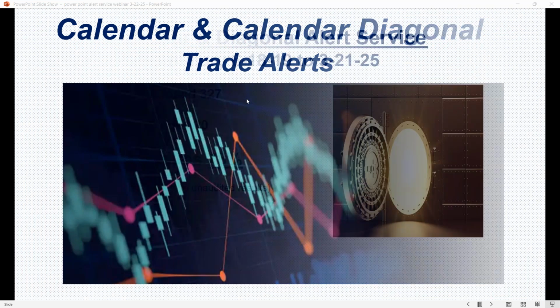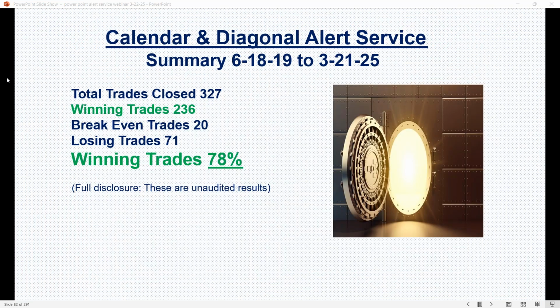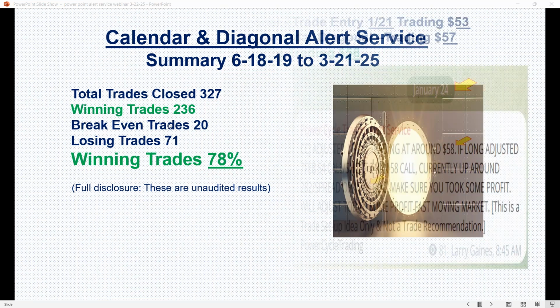These are calendar diagonals. We've done probably more of these than anything, and started this back in 2019. Through Friday, we've had 327 closed out, 236 winners, 20 break even, 71 losers, 78% win rate. Again, unaudited. And here's kind of a couple that we did recently.